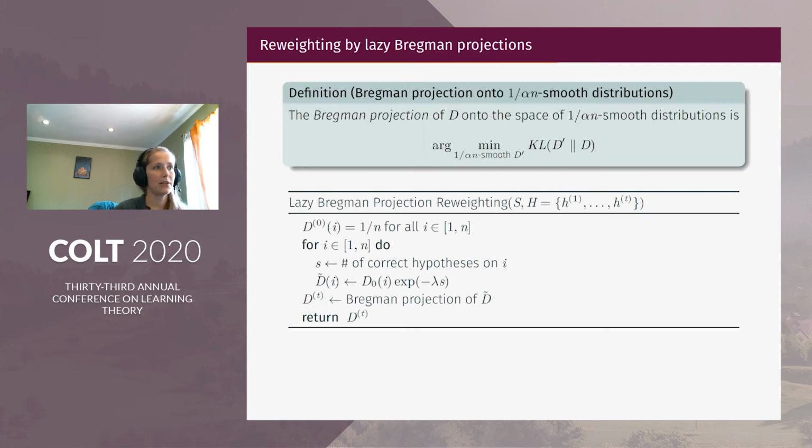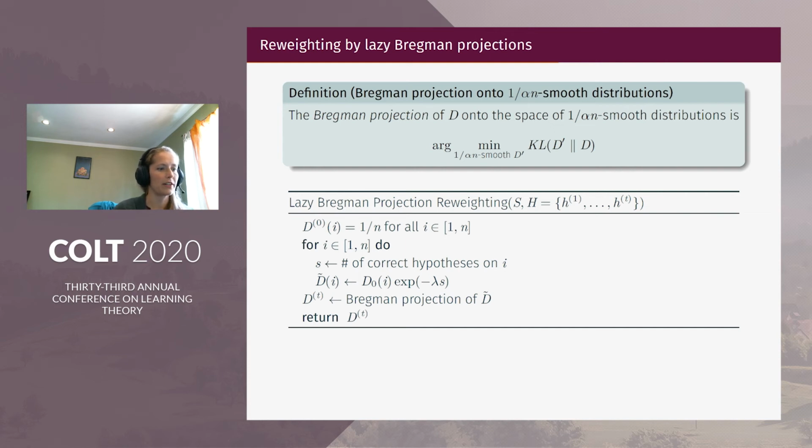Like the smooth boosting algorithm of BHK, our slick reweighting scheme makes use of Bregman projections. So let's define those real quick. The Bregman projection of a distribution D into the set of 1 over alpha n smooth distributions is the 1 over alpha n smooth distribution D prime minimizing the KL divergence from D to D prime. This is minimized over all 1 over alpha n smooth distributions. These projections are how smoothness is enforced both in BHK and how slickness is sort of enforced in our algorithm.